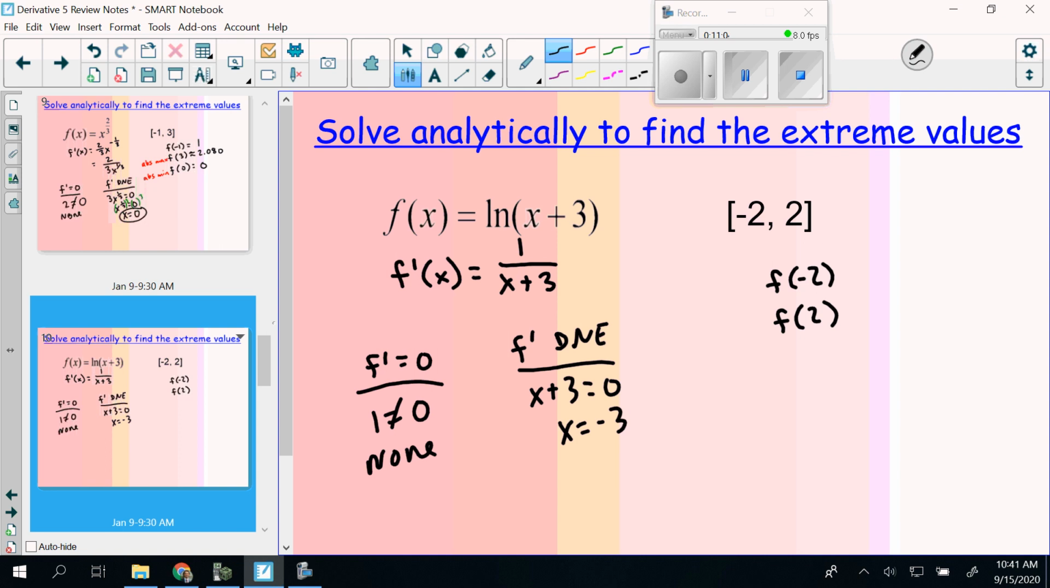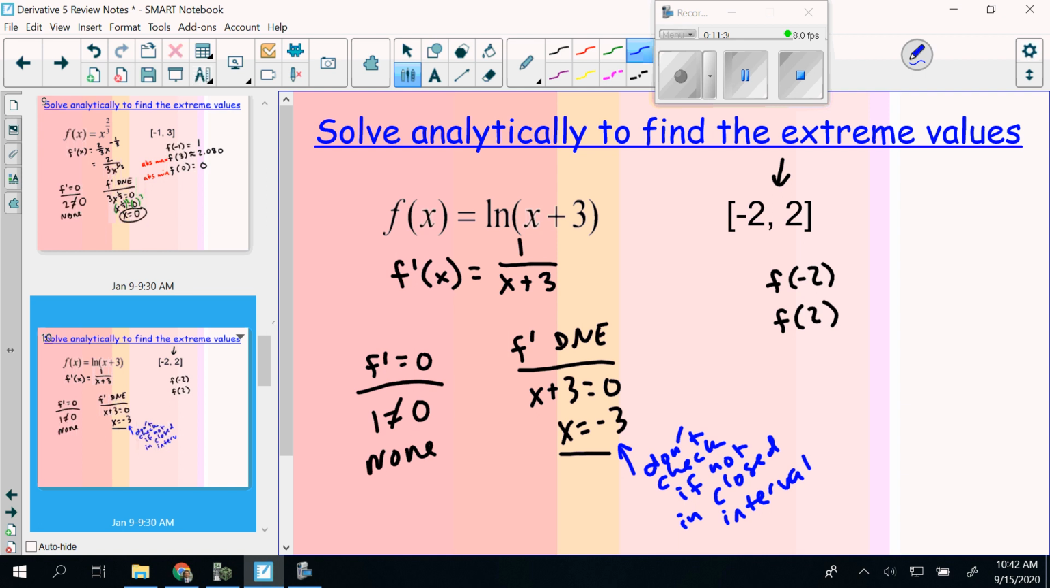Our critical point of negative 3 is not in our interval. So if it doesn't fall in our interval, then don't check it. So don't check any critical values if it's not in that closed interval. So it is a critical point, but because it's not in the closed interval, we don't have it. So here, just whatever the two endpoints is going to be the highest and lowest value.